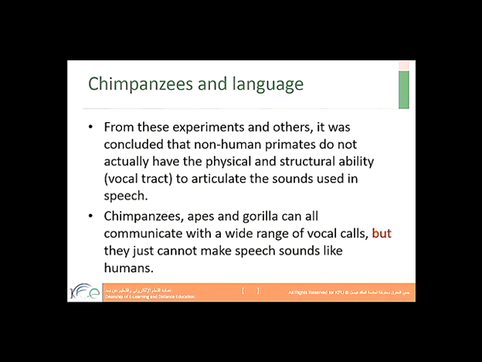From these experiments and others, it was concluded that non-human primates don't have the physical and structural ability to articulate the sounds used in speech, simply because they don't have the vocal tract or the vocal cords as in human beings. So chimpanzees, apes, and gorillas can all communicate with a wide range of vocal calls. They can understand these, but they just cannot make speech sounds like humans, simply because they don't have, as I said, this ability. They are not born with this vocal tract.